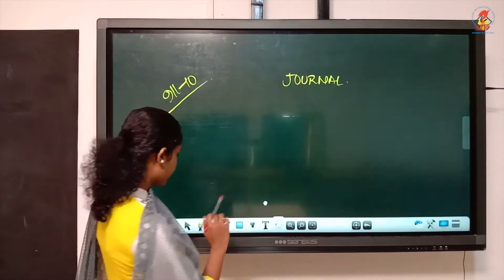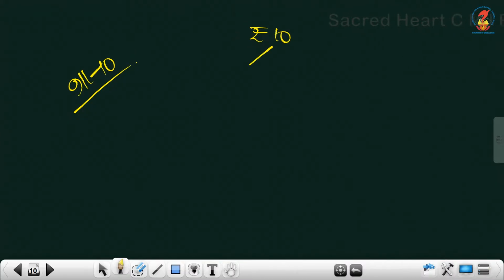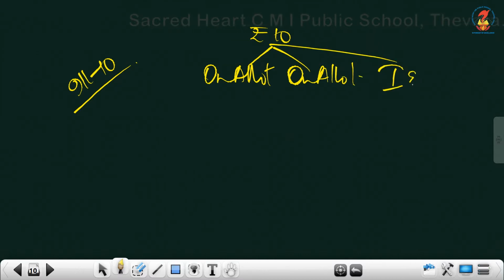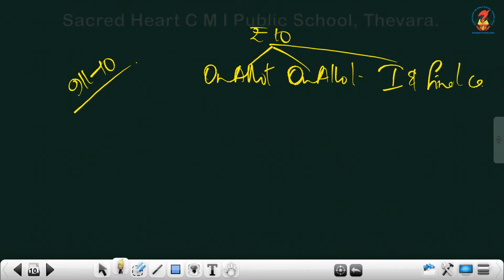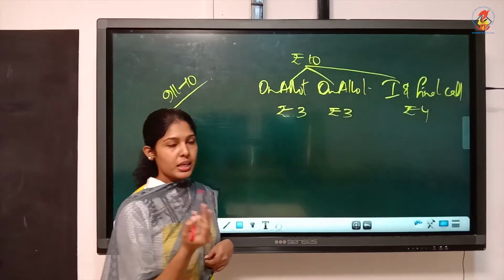Okay, so before you write journal, we'll write the division. That is rupees 10 is being collected. On allotment, how much are we collecting? So just write that. Balance on first and final column. On allotment, we are collecting, application 3, allotment 3. So 3 plus 3, 6, plus 4 is what we need, the balance when required. Okay, so this is the division.